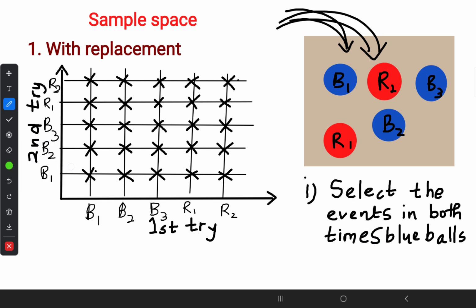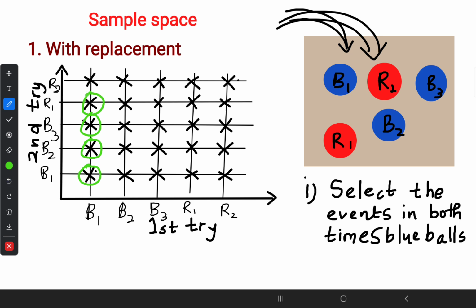There are 25 events, and you should check all of them. In the first event, I am selecting the first one as blue, and the second one also as blue. Don't consider their numbers. Here we need both times to be blue balls. That's the probability you should find. When you think about this event, first time blue, second time also blue. So we need this probability. Next, let's think about the next one: first time blue, second time also blue.